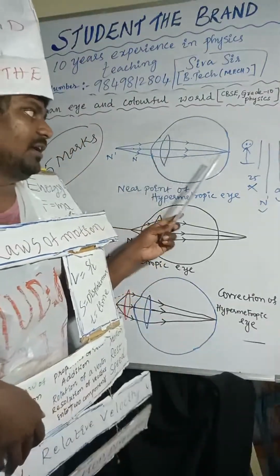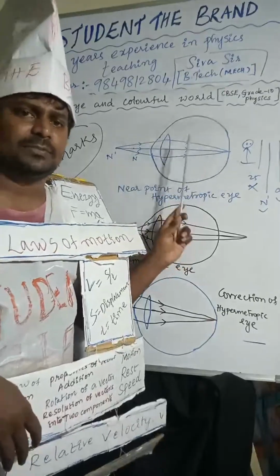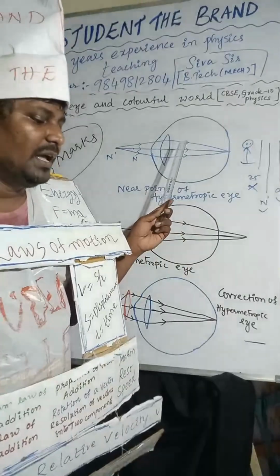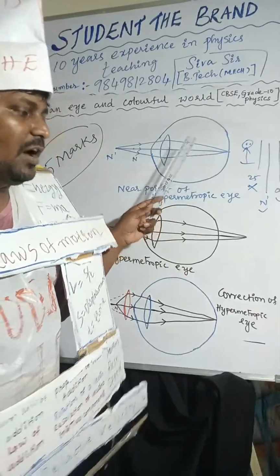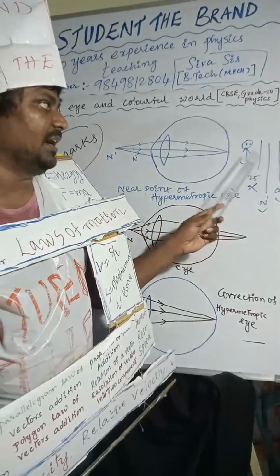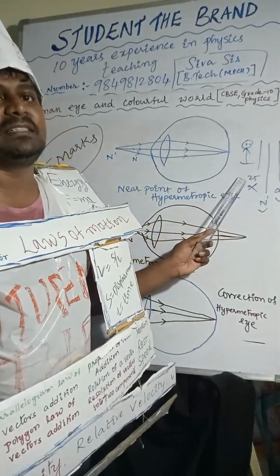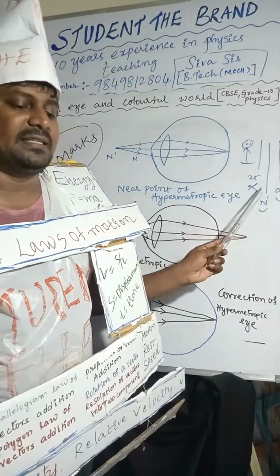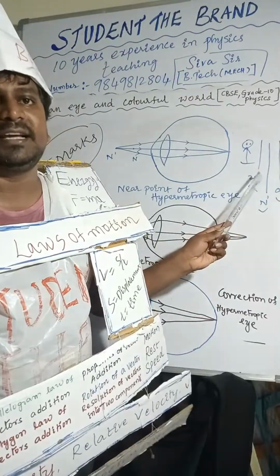So very, very important. You can check the textbook also. Follow the textbook diagrams only, no change at all, as it is. Follow this point: the person can see far distance objects. He can't see near distance objects, but somewhere between 25 and infinity he can see, right?